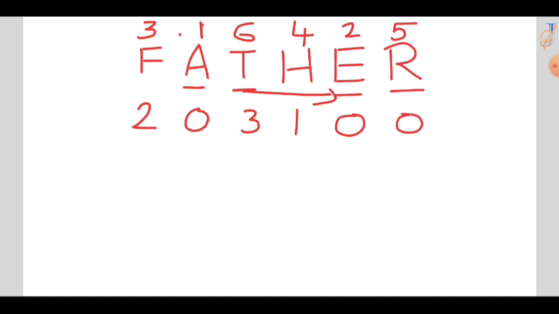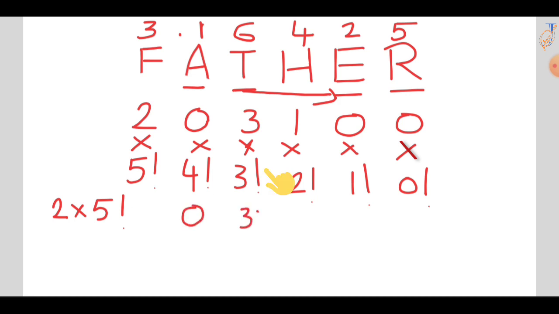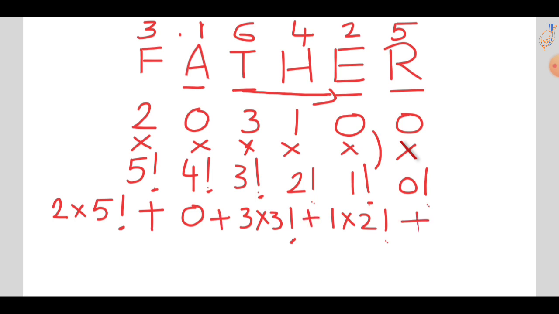After that, write the factorials: 0 factorial, 1 factorial, 2 factorial, 3 factorial, 4 factorial, 5 factorial. Now multiply each term by the factorial. 2 times 5 factorial, 0 times 4 factorial is 0 only. This is 3 times 3 factorial and this is 1 times 2 factorial. Here 0 times 1 factorial is 0, then 0 times 0 factorial is 0. Now add all this and also add plus 1. Don't forget this one, always add plus 1.